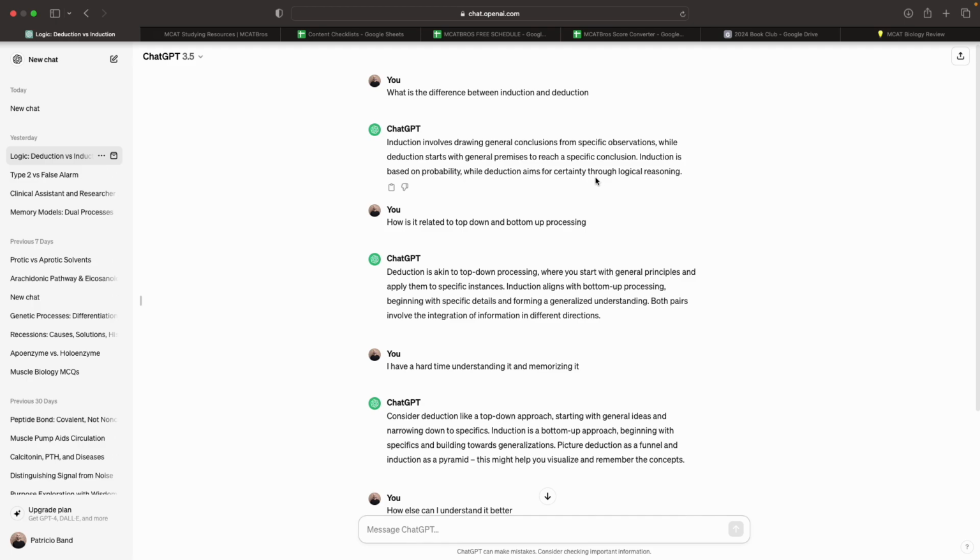And how is it related to top down and bottom up processing? Deduction is akin to top down. You see? So we got it reverse in the first place.